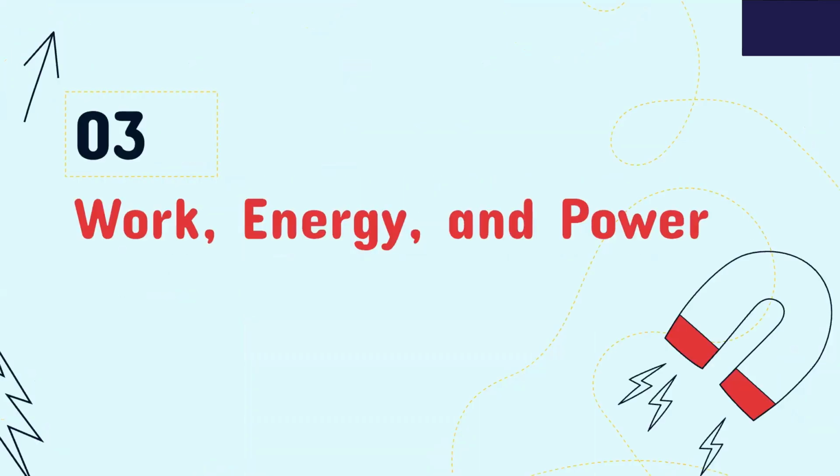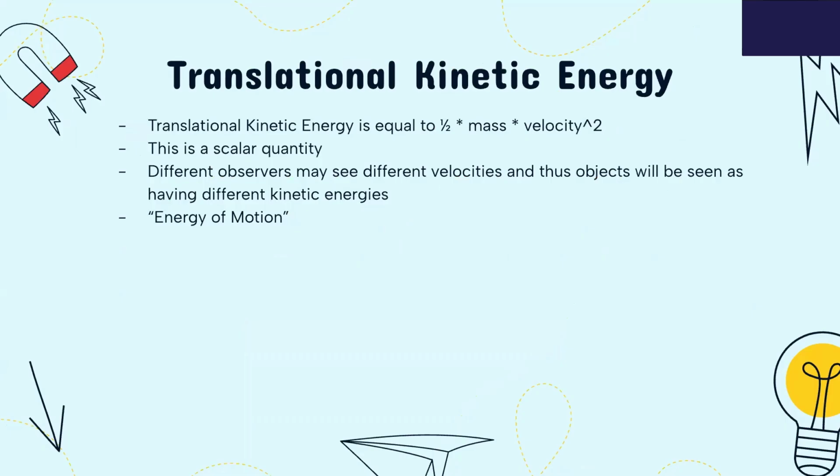Okay, on to unit 3: work, energy, and power. Let's start with translational kinetic energy. The translational kinetic energy is equal to 1/2 times the mass times the velocity squared. Note it's a scalar quantity because velocity is squared. Different observers may see different velocities, and thus in different reference frames, objects will be seen as having different kinetic energy. And yeah, translational kinetic energy is generally called the energy of motion.